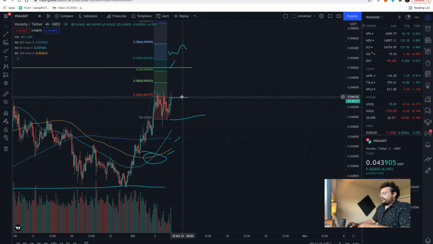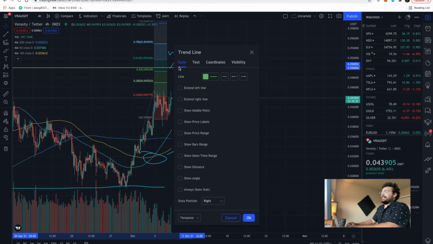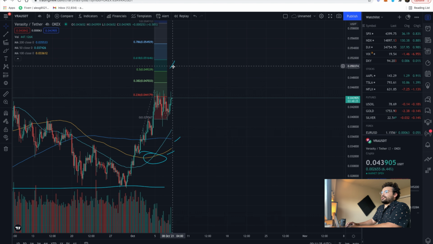So that's what I'm seeing right now. I think in terms of what a realistic price prediction would be, we need to look at what our previous action was.